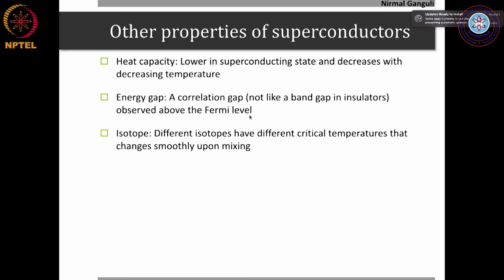If we consider different isotopes of an element, if that element is superconducting and has a critical temperature, different isotopes will have different critical temperatures for superconductivity, and if we mix these isotopes, the superconducting critical temperature varies smoothly as a function of mixing.